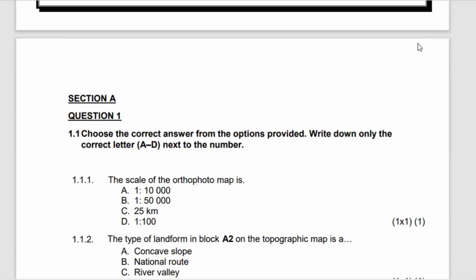Okay, the scale of the orthophoto map is 1 to 10,000. So this is our answer. Our answer is A.